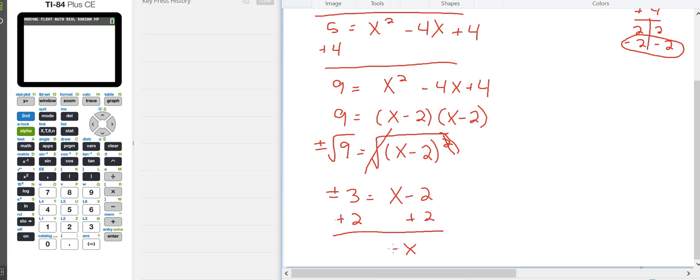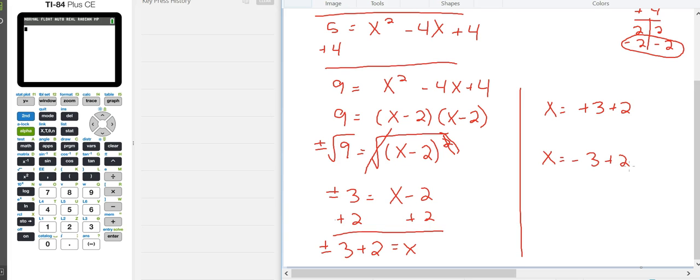So x is equal to plus or minus 3 plus 2. So let's see what x is equal to. X is equal to positive 3 plus 2, and x is also equal to negative 3 plus 2. Positive 3 plus 2 is positive 5. Negative 3 plus 2 is negative 1. That means that the roots of this equation, this graph would cross the x-axis at x is equal to negative 1 and at x is equal to 5.